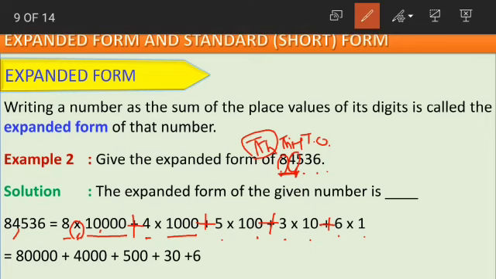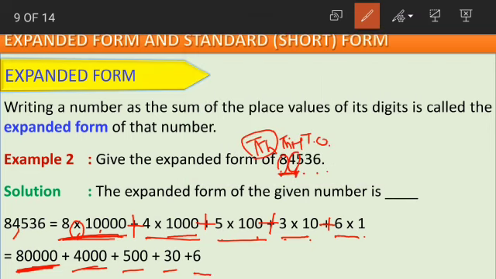After writing it as 8 into 10,000, we have to write the answer, which is the product, 80,000. 4 into 1000 gives us 4,000. 5 into 100 gives us 500. 3 into 10 is 30. 6 into 1 is 6.